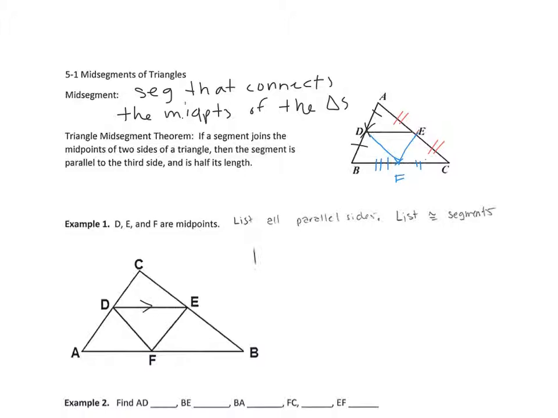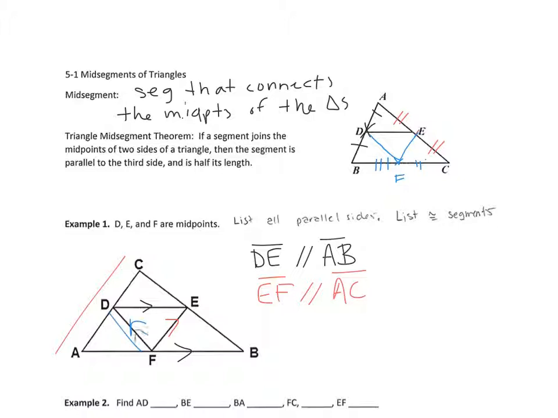So example 1, list all the parallel sides. DE, the segment, is parallel to AB. Then the second set, if you use this midsegment, EF is parallel to the segment AC, and then DF is parallel to CB over here.